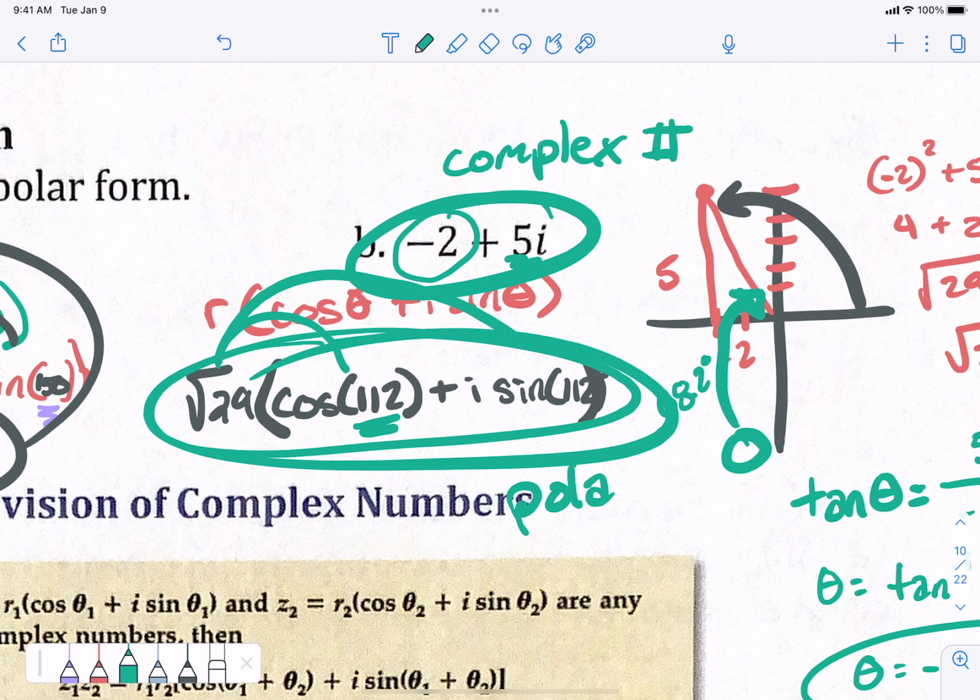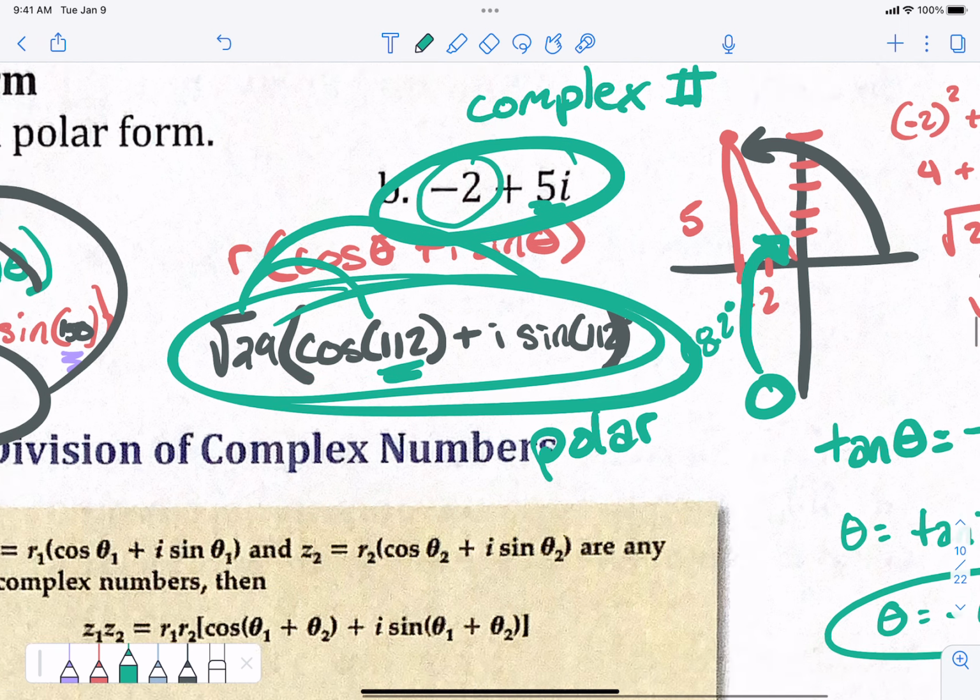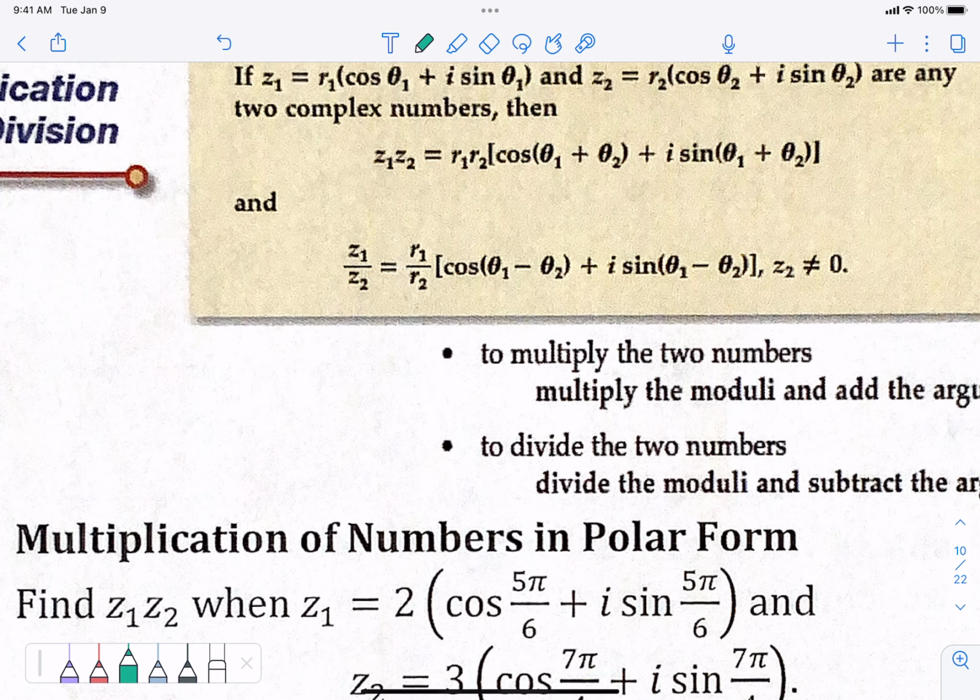Polar form is uglier than complex numbers, but keep in mind that's what we're going to use to do computations later on. Now we're going to be multiplying and dividing.